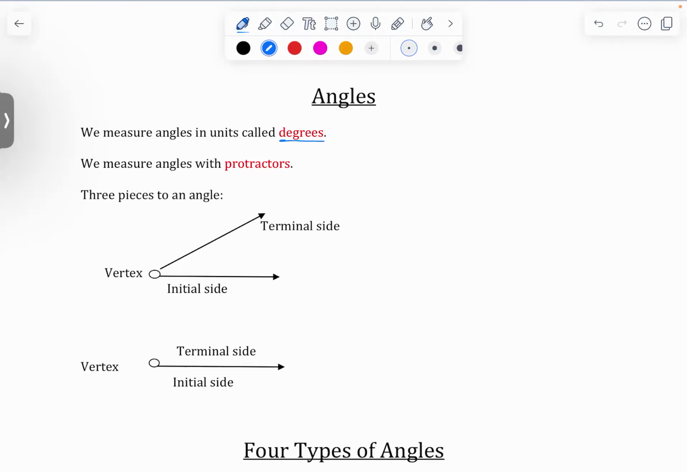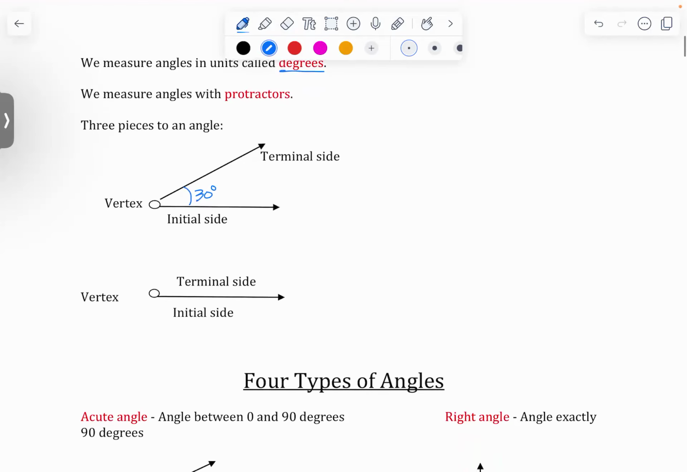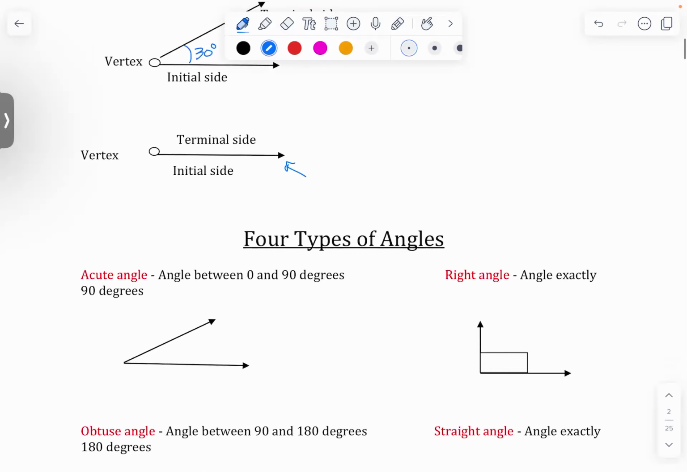We have an initial side and a terminal side, all right? And it goes from that initial to that terminal side, all right? And we call the middle value the vertex, and it has some angle, let's call it 30 degrees in between them. All right. If we have a half line, right, and basically a line where the starting point and the stopping point is the same, all right, that's just a half line.